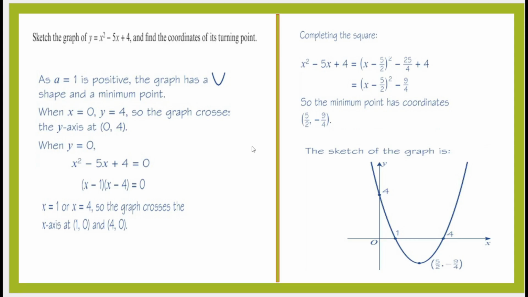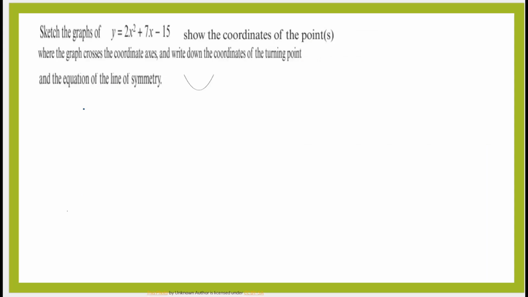Now for finding the turning point, just rewrite the function as a times (x plus p) the whole squared plus q. Now the turning point is given by (5 by 2, minus 9 by 4). Now sketch the graph like this. Now for finding the points where the graph crosses the y-axis, just take x as 0. So (0, minus 15) is the point of crossing of the y-axis.